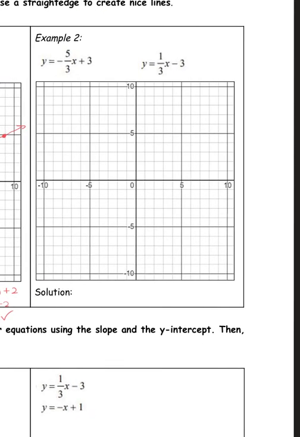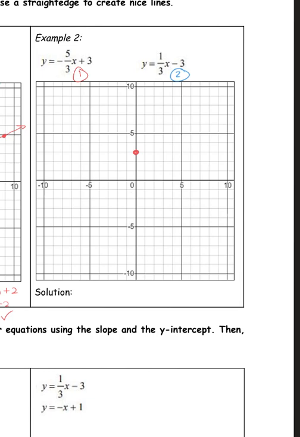So again, we're going to do the same thing. Our equations are already in slope-intercept form, so we're just going to go ahead and graph. My first graph is going to be red. My second graph is going to be blue. All right, so I have -5/3x plus 3. So I'm going to start with my y-intercept of 3.